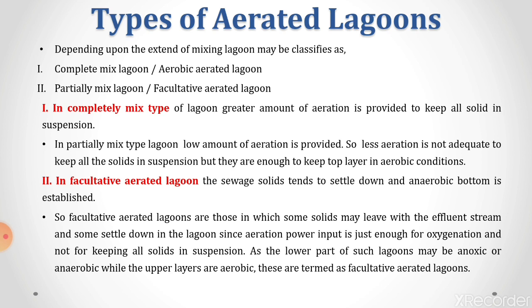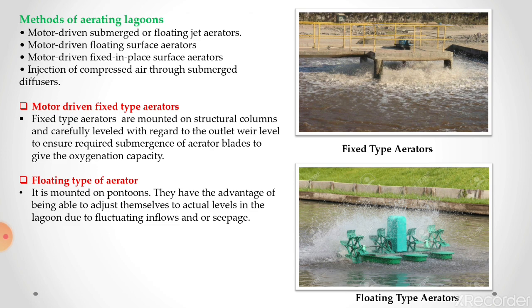In facultative aerated lagoons, the sewage solid tends to settle down and an anaerobic bottom is established. So, the facultative aerated lagoons are those in which some solids may leave with the effluent stream and some settle down in the lagoon, since the aeration power input is just enough for oxygenation and not for keeping all the solid in suspension. As the lower part of such lagoons may be anoxic or anaerobic, while the upper layer is aerobic, these are termed as facultative aerated lagoons.